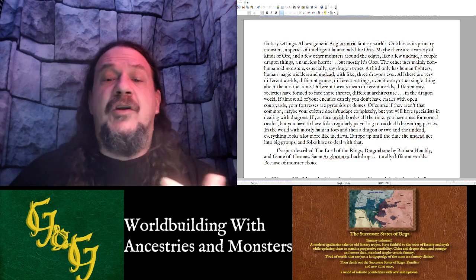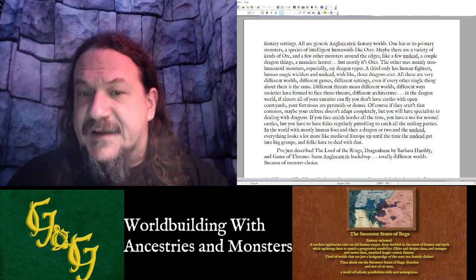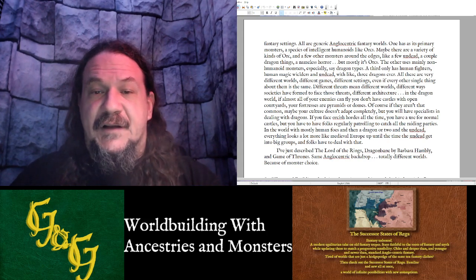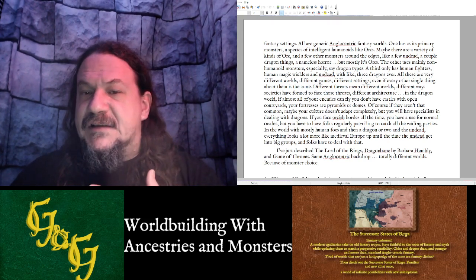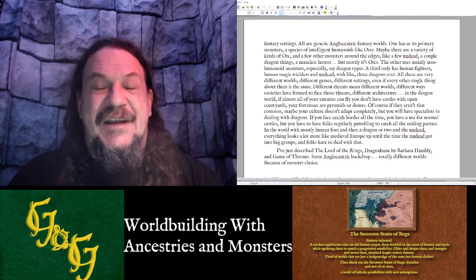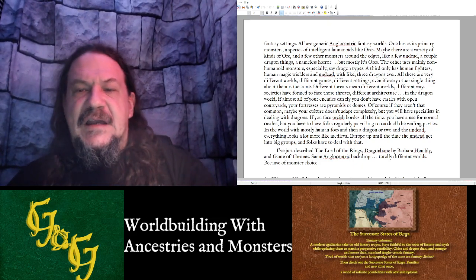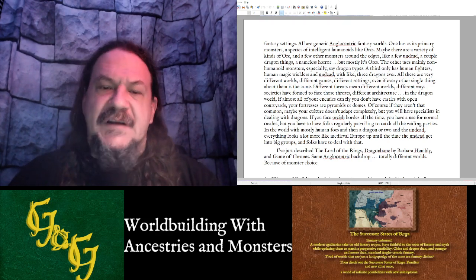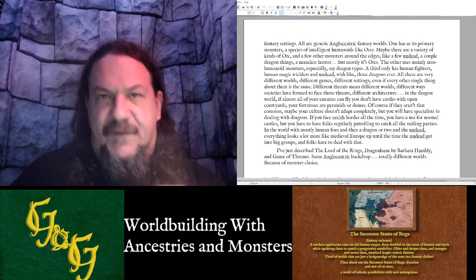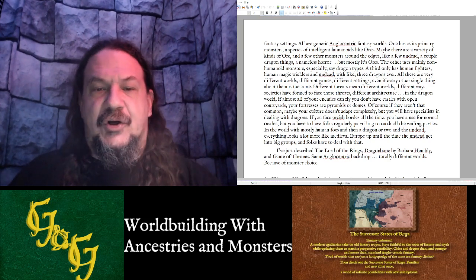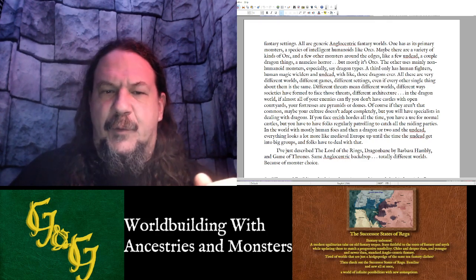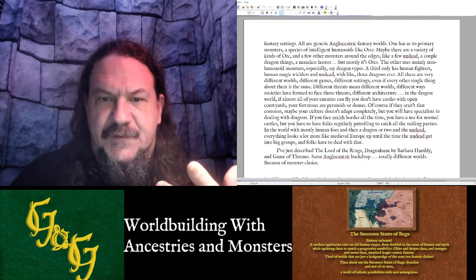Another uses mainly non-humanoid monsters, especially, say, dragon types. A third only has human fighters, human magic wielders, and undead, with like 3 dragons ever. All of these are very different worlds, different games, different settings, even if every other single thing about them is the same. Different threats mean different worlds, different ways societies have formed to face those threats, different architecture. In the dragon world, if almost all of your enemies can fly, you don't have castles with open courtyards. Your fortresses are pyramids or domes.